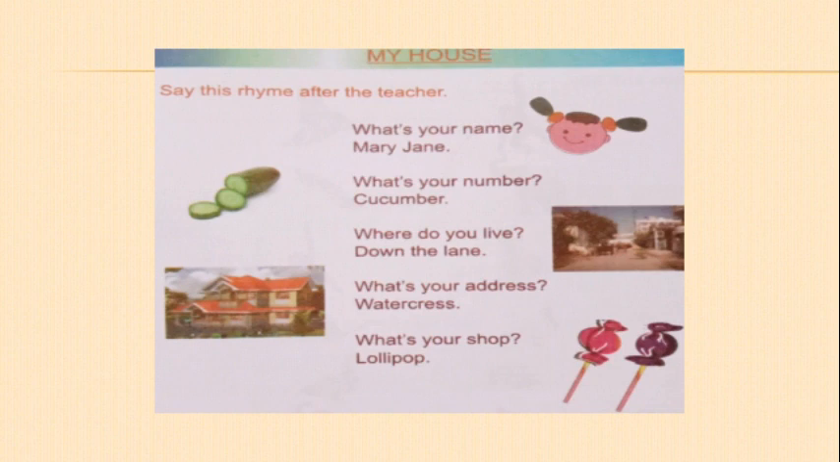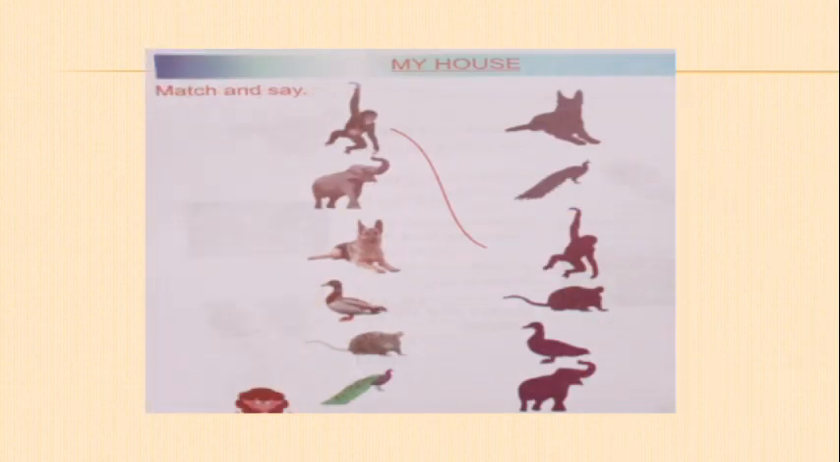Children, you have to learn this rhyme by heart and ask questions to your friends, brothers, sisters, and let them answer. After this, let them ask you the questions and you answer. On this page, you have to match the animals and birds with their shadows. Now repeat after me. Monkey, elephant, dog, duck, mouse, peacock.